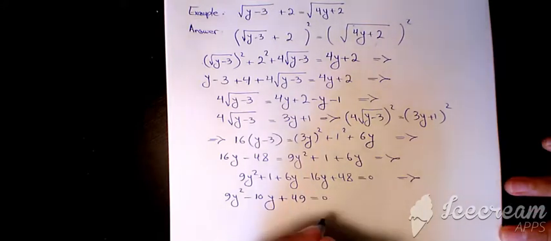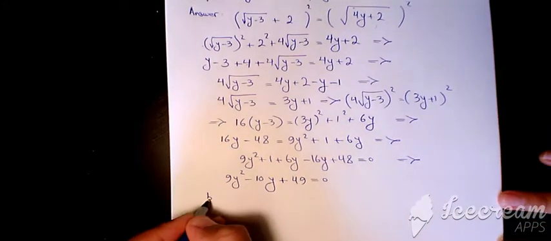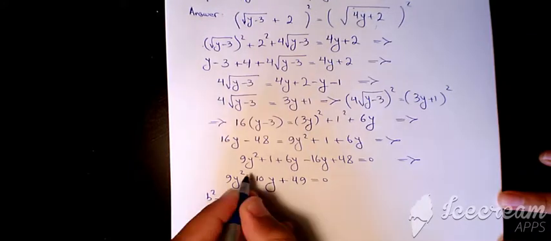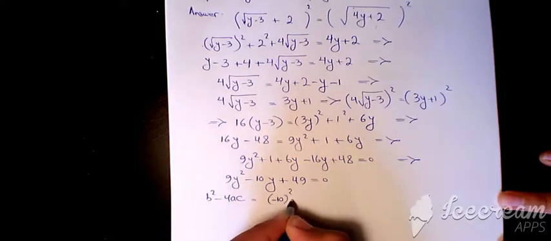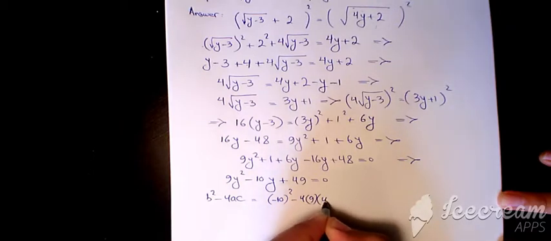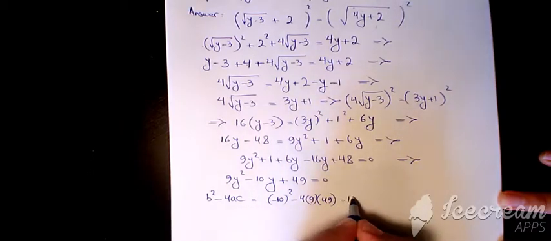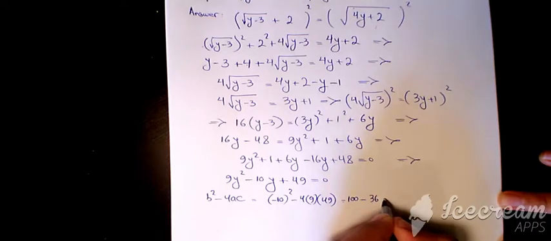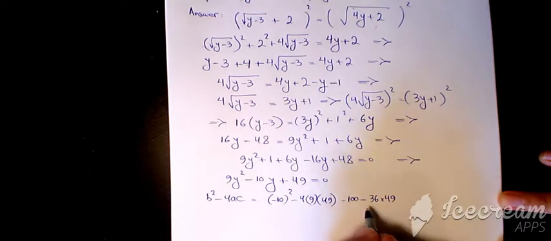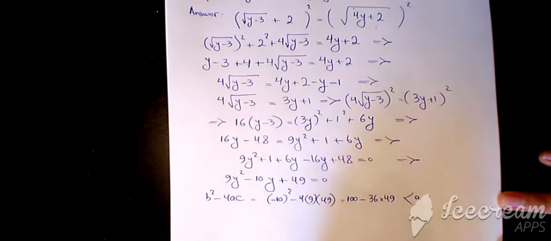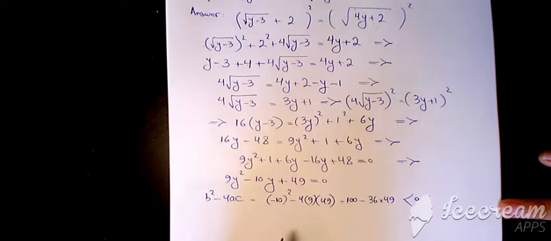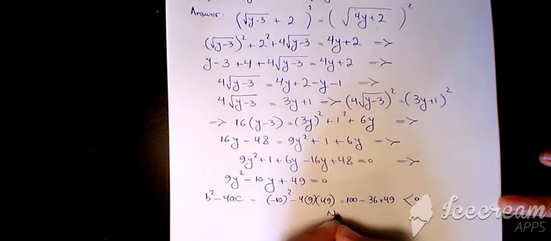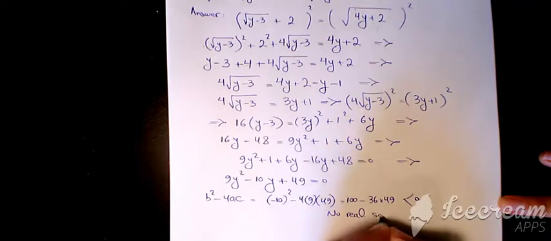If you want to solve it, first of all we need to find out b squared minus 4ac. It's negative 10 squared minus 4 times 9 times 49. That's going to be 100 minus 36 times 49. So obviously that's going to be a negative number, and we know when we have a negative number for b squared minus 4ac, there is no real solution. We have only two imaginary solutions. So for this example we can say there is no real solution.